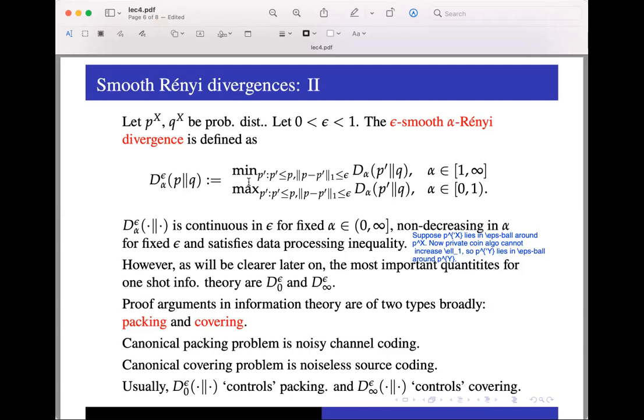So let's take these definitions and go ahead. Now it's easy to see that d epsilon alpha is continuous in epsilon for fixed alpha.